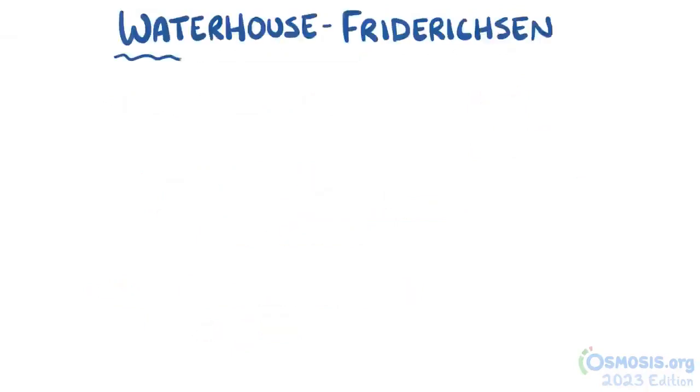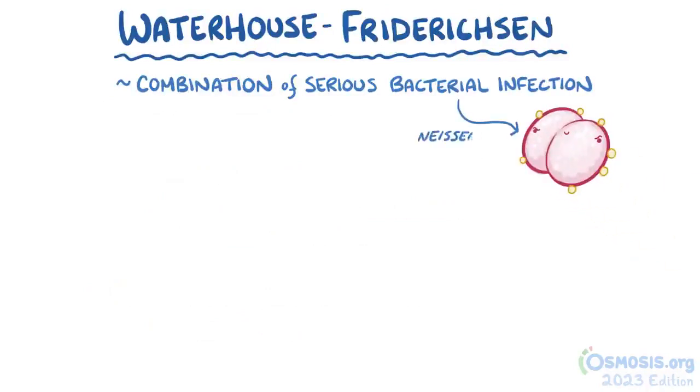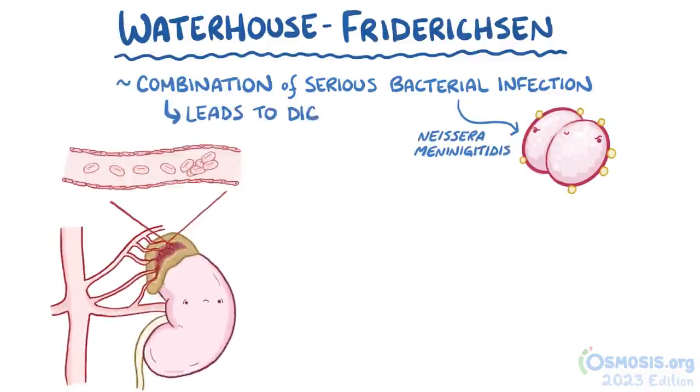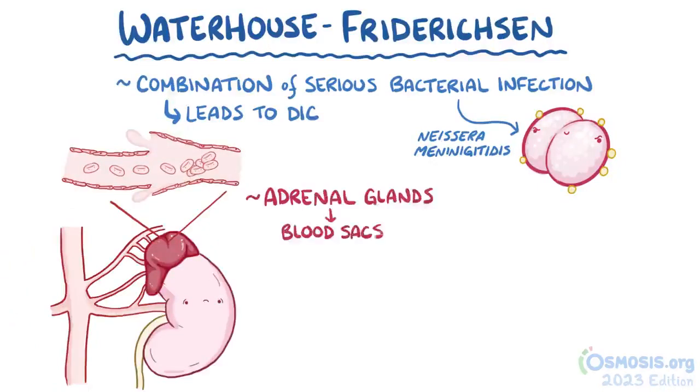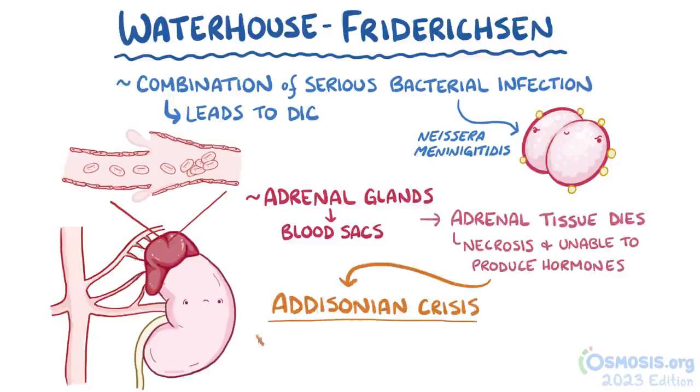Alright, as a quick recap. In Waterhouse-Friderichsen syndrome, there's often a combination of a serious bacterial infection, often Neisseria meningitidis, which leads to disseminated intravascular coagulation. Tiny blood vessels in the adrenal glands can break, turning the adrenal glands into sacs of blood. Adrenal tissue dies due to tissue necrosis and is unable to produce hormones. And all this leads to an Addisonian crisis, which can be severe if not diagnosed early and treated with antibiotics and glucocorticoids.